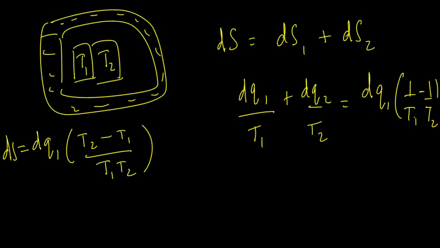If q is the heat, if dq is positive, then for this dS to be greater than 0, T2 has to be greater than T1, which means that if T1 is at a lower temperature, then heat will flow from 2 to 1. This is obvious. The other way around, if this is negative, then T1 has to be at a higher temperature and heat will flow out of system 1.